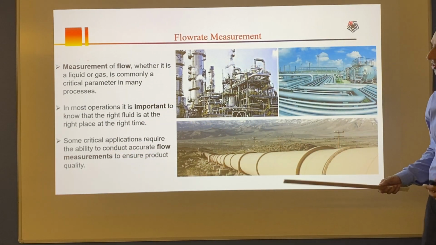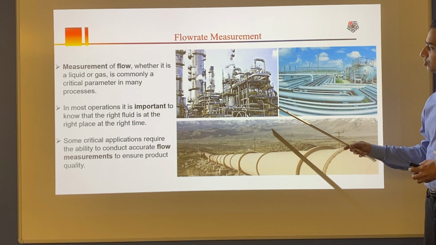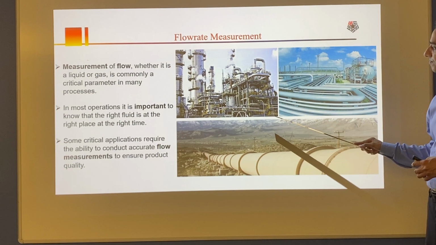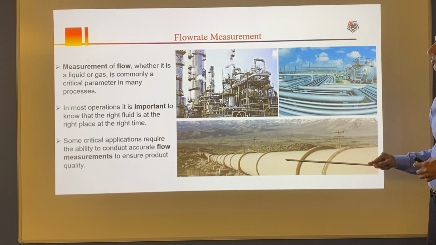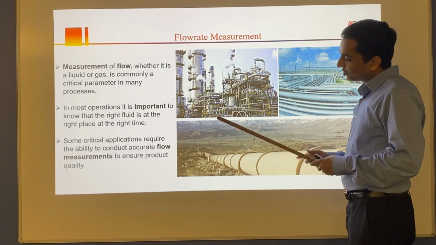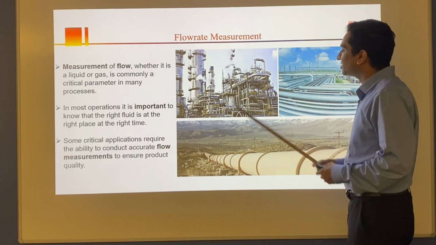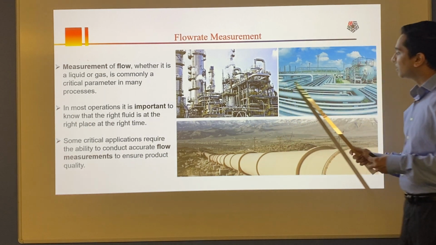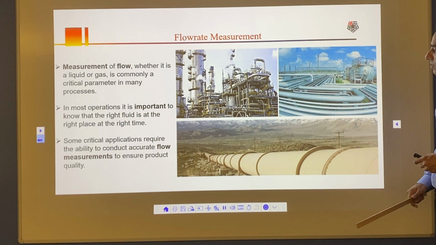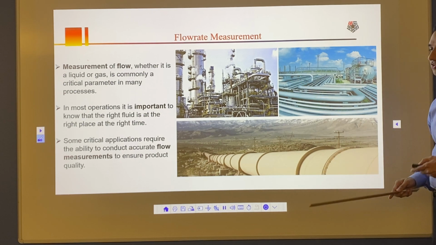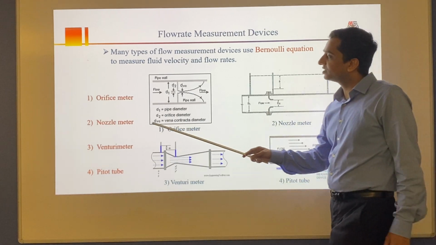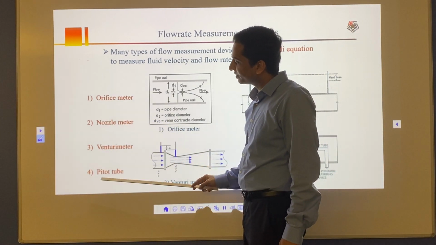If you want an efficient operation of that plant, you need to know exactly how much flow is going through a pipe at any given time. You need to know that flow rate number, and for that you need a device installed in these pipes which will measure it. These flow rate measurement devices are based on Bernoulli's equation. They are normally known as orifice meter, nozzle meter, venturi meter, and Pitot tube.